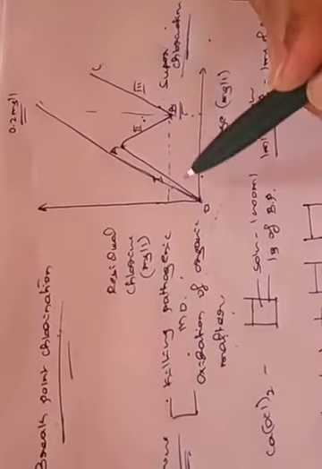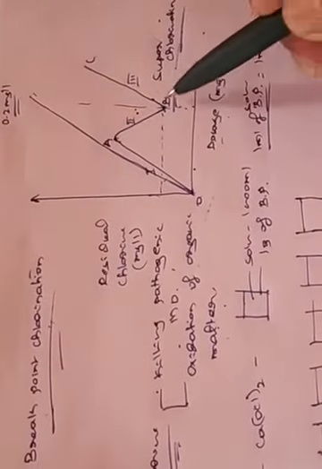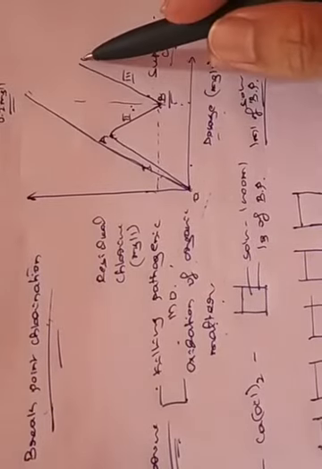So from O to A, what will happen? The burette reading goes on increasing. From A to B, what happens? The burette reading goes on decreasing. It decreases to a minimum, and then B to C.